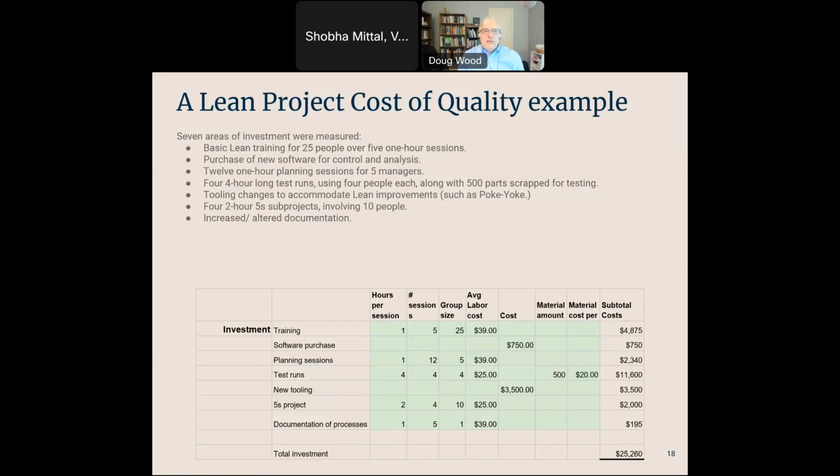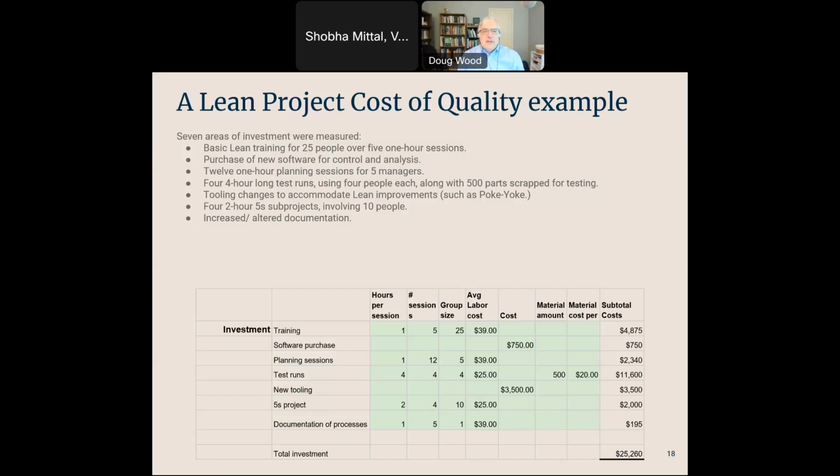Then what else did we do? Well, we bought some new software for control and analysis. That cost us $750. Then there needed to be some planning for the 5 managers to figure out what's going on. They ended up with 12 planning sessions that spent an hour each time. These 5 managers met 12 times. $39 is the average labor cost. So that was $23.40.